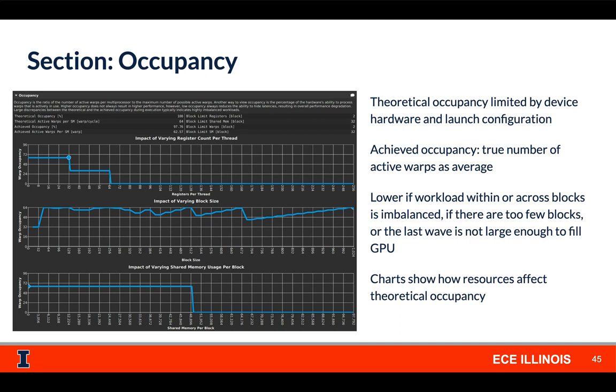The achieved occupancy is actually the achieved number of active warps. This is kind of similar to the warp scheduler section, except at a block level. So if there's not enough blocks, or if the blocks take varying amounts of time to run, or if the last wave, which I'll talk about on the next slide, is not large enough to fill the GPU, you'll see a lower occupancy. High occupancy doesn't necessarily improve the performance of your code, but if your occupancy is too low, you're not able to effectively hide the latency of all the instructions. So generally you want the occupancy to be high as a first pass, and you may be able to make further optimizations from there.